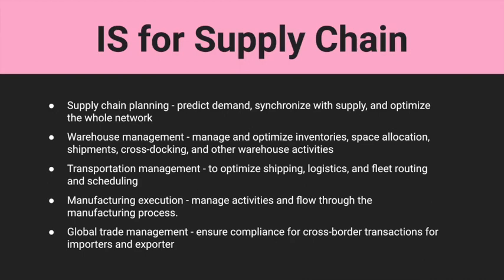Now knowing about supply chain management, there are information systems to assist us with this. Supply chain management software evolved as specialized tools and applications often developed to address one aspect of supply chain in a single industry. For example, supply chain management software might include the following. You have your supply chain planning software to predict demand, synchronize with supply, and optimize the whole network. Warehouse management software, or WMS, to manage and optimize inventory, space allocation, shipments, cross-docking, and other warehouse activities. You have transportation management software to optimize shipping, logistics, and fleet routing and scheduling.